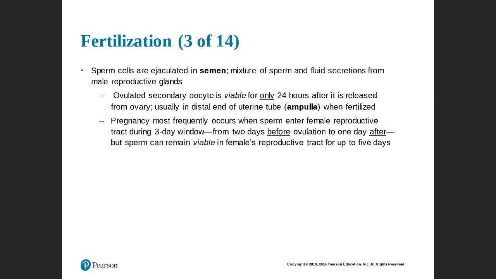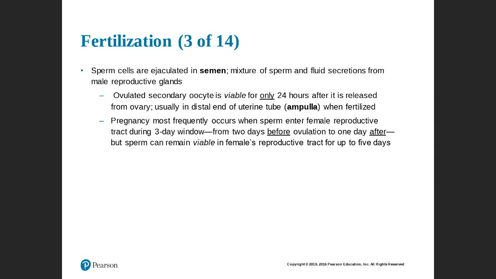And it's usually found in the distal end of the oviduct, where the ampulla, that widened area, is. That's usually where you find the fertilization occurring. And again, that is a test question. Okay. Where does fertilization occur? In the ampulla of the oviduct. Pregnancy most frequently occurs when the sperm enters the female reproductive tract during this 3-day window.